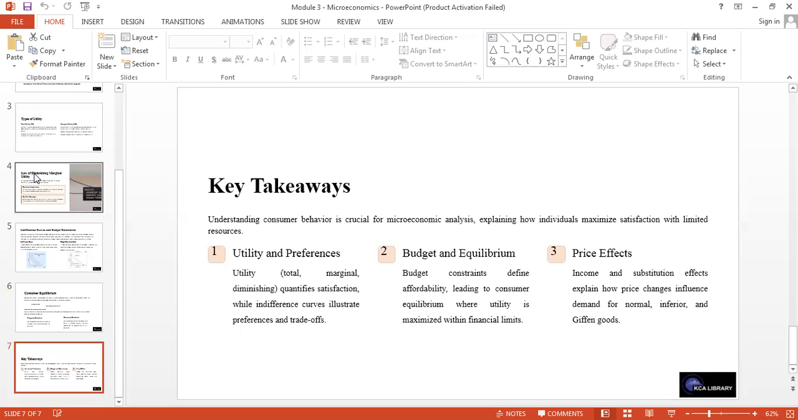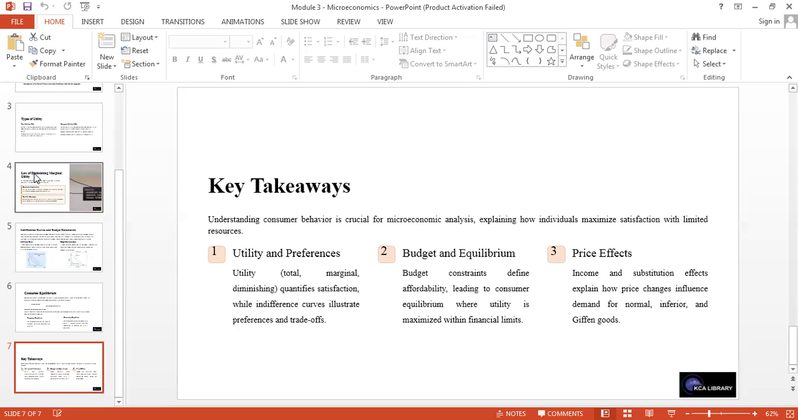In conclusion, we've been able to understand consumer behavior as a concept very critical in microeconomic analysis, and we've been able to explain how individuals maximize satisfaction with limited resources. We've looked into utility and preferences, where utility is total, marginal, and diminishing, quantifying satisfaction, while indifference curves illustrate preferences and trade-offs. We also looked into budget and equilibrium, where budget constraints define affordability, leading to consumer equilibrium, where utility is maximized within financial limits.